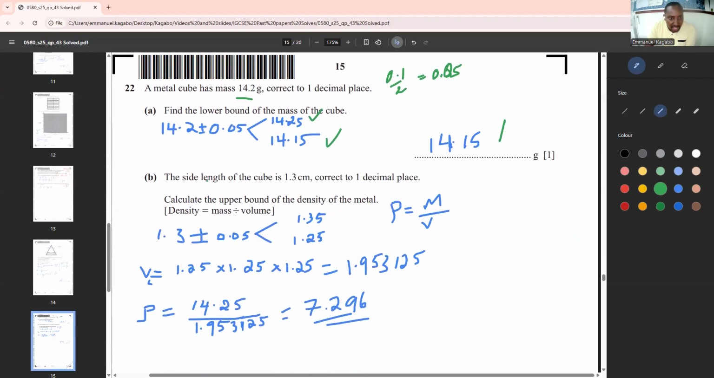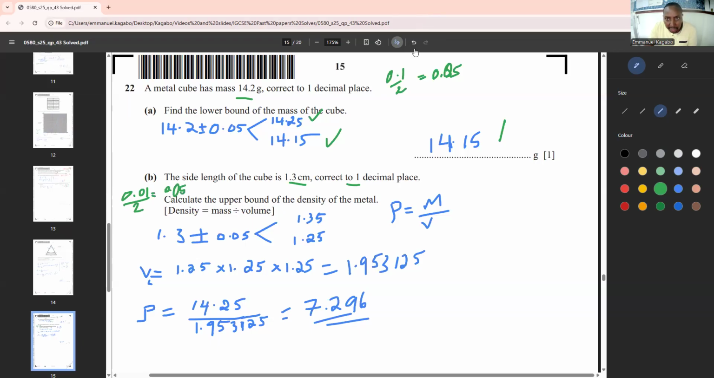The side length of a cube is that, corrected to 1 decimal place. Again, 0.1 divided by that. So give me 0.01 divided by 2 equals 0.05.